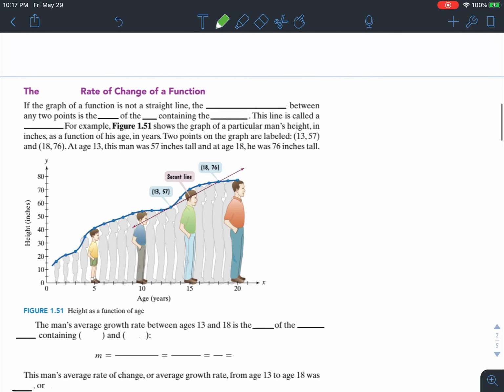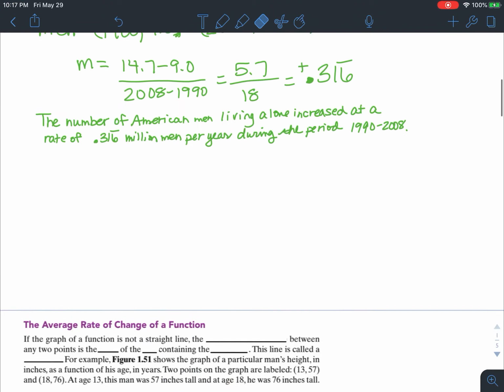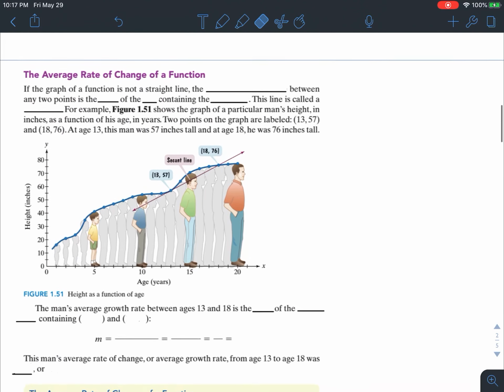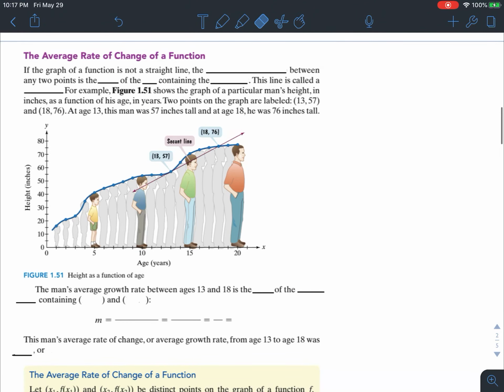Okay, so let's come down here. Now we're going to talk about the average rate of change of a function. So what if the graph isn't a straight line? Up here there were straight lines, but lots of things are not straight lines. Then the average rate of change between any 2 points is the slope of the line that contains the 2 points. Because through any 2 points, you can draw a line. Even if there really is a curvy thing through it, you could take 2 points and draw a straight line through it. This line is called a secant line.